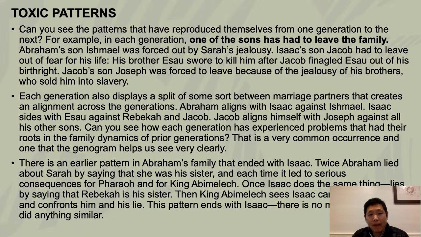Last one. There is an earlier pattern in Abraham's family that ended with Isaac. Twice, Abraham lied about Sarah, saying that she was his sister. And each time, it led to a serious consequence for Pharaoh and for King Abimelech. Once, Isaac does the same thing, lies by saying that Rebekah is his sister. Then King Abimelech sees Isaac caressing Rebekah and confronts him about his lie. This pattern ends with Isaac. There is no mention that Jacob did anything similar. Okay, but I mean, Jacob was the master of liars. So again, this kind of stuff, you see that it gets passed down.